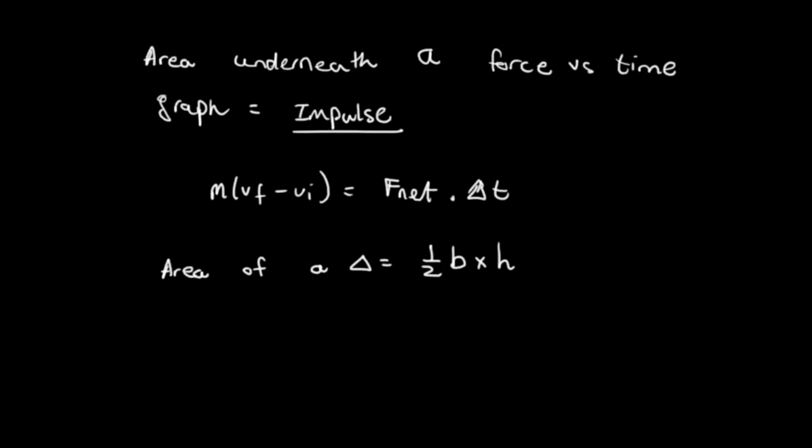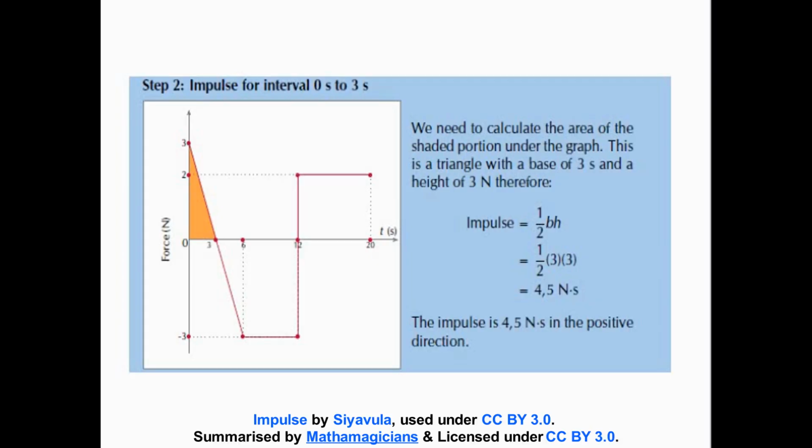Now we can actually read this straight from the graph. So we know it's half times 3, which is the base, 0 to 3 seconds, times the height. Here we have 3 right here. So half times 3 times 3, which is half of 9, is 4.5 newton seconds.